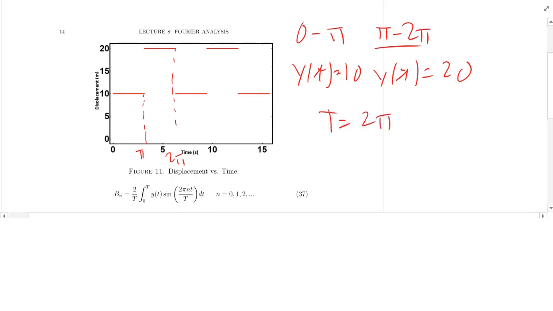I also know a relationship, if I want to find my lowest frequency, my F fundamental, my F lowest, also called delta F, is just going to be 1 over T. So my lowest frequency that I plot, and we're going to see that in the frequency spectrum here in a second, is going to be 1 over T, so 1 over 2 pi.